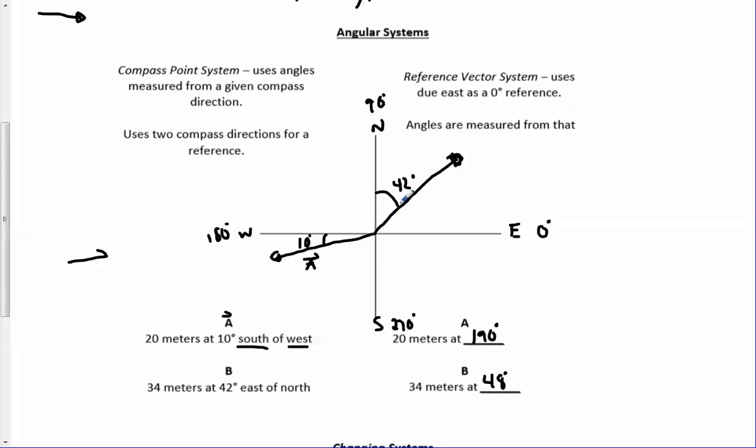One thing that's interesting to point out is that you will not have a compass point system that's going to be greater than 90. And also, you can always switch the two directions around. So if I want to describe the same vector, like vector A right here, I could describe it as 80 degrees, but instead of saying south of west, it could also be west of south. So either way, 80 or 10, I could use to describe that vector.